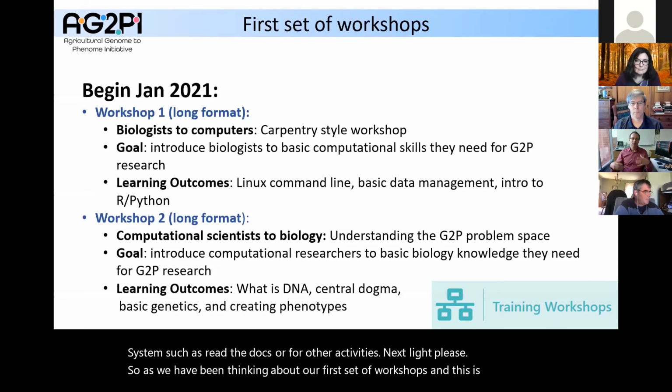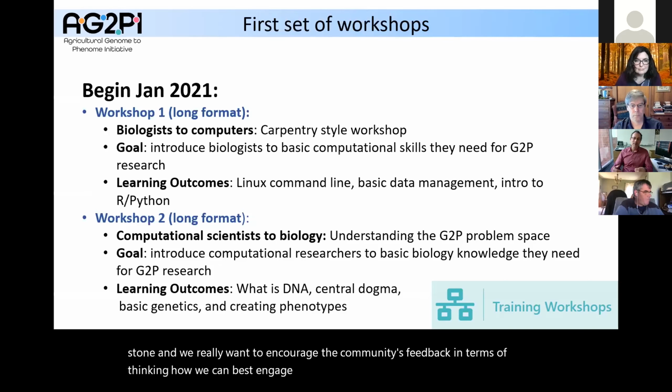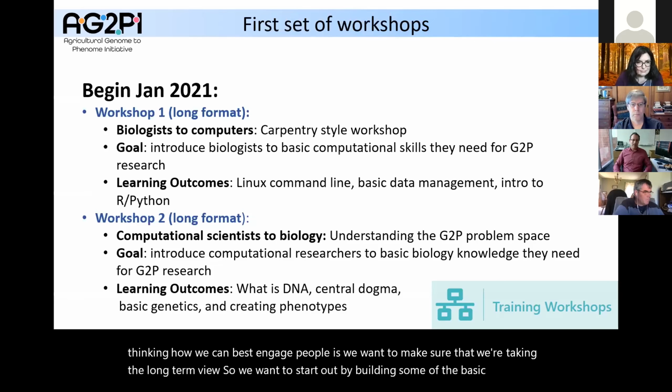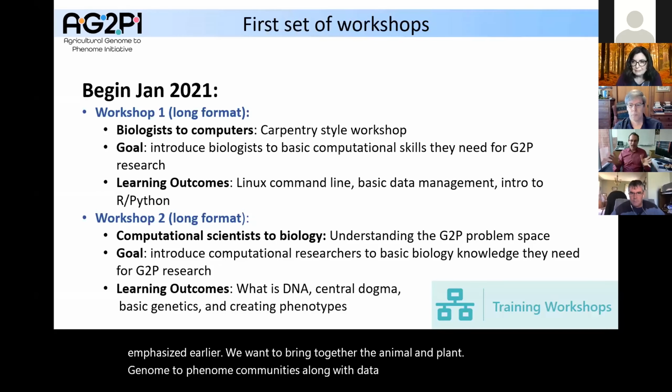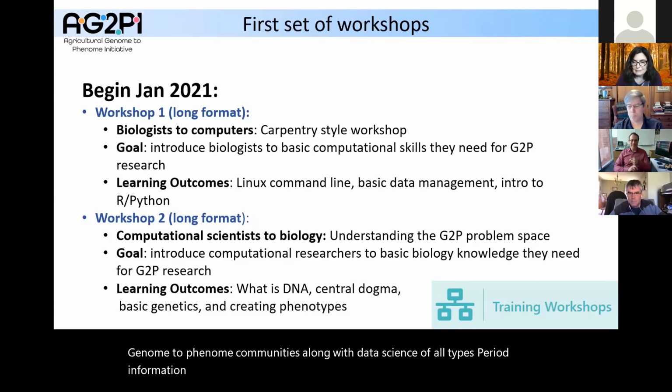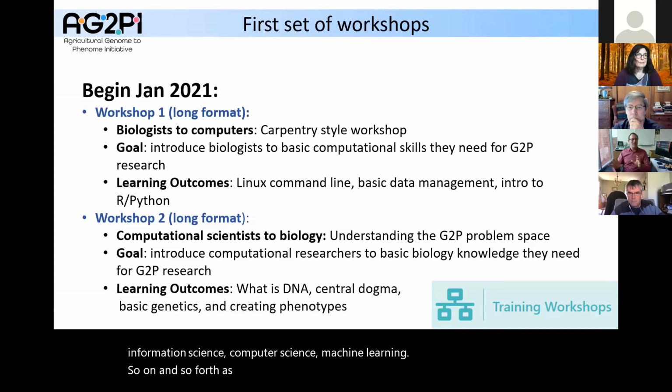So as we have been thinking about our first set of workshops, and this is not set in stone, and we really want to encourage the community's feedback in terms of thinking how we can best engage people, we want to make sure that we're taking a long-term view. So we want to start out by building some of the basic skills. As was emphasized earlier, we want to bring together the animal and plant genome to phenome communities, along with data science of all types, be it information science, computer science, machine learning, and so on and so forth, as well as engineering of all types.